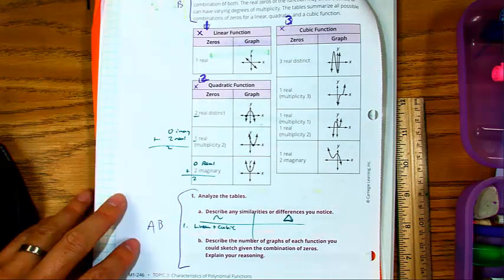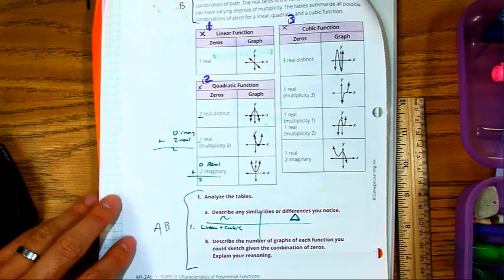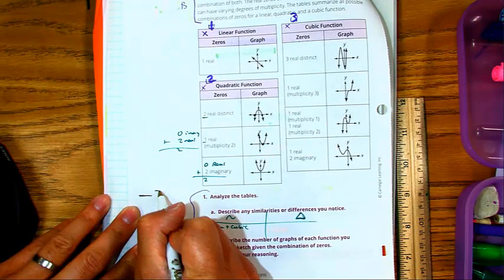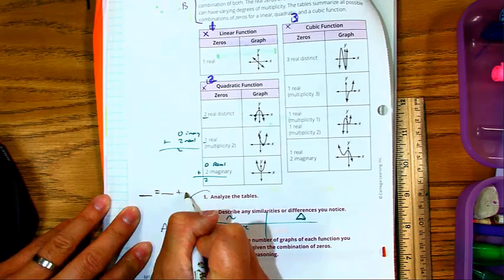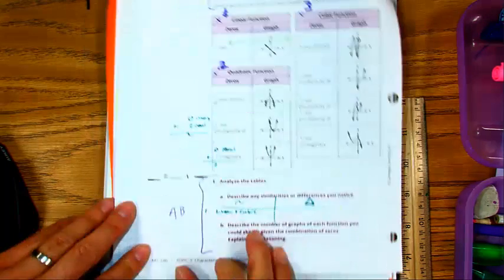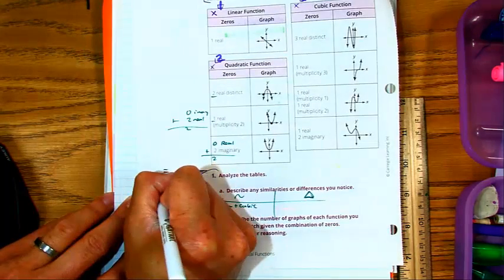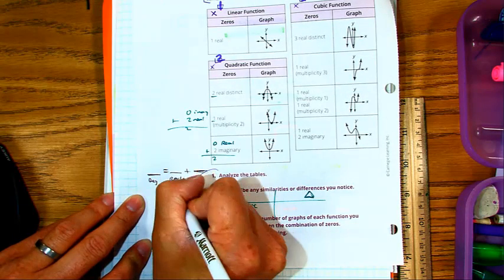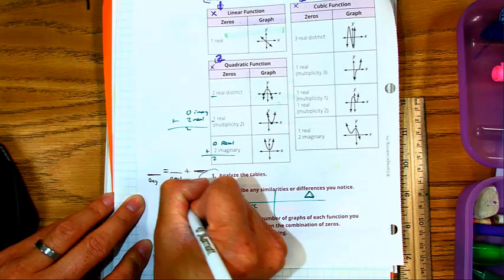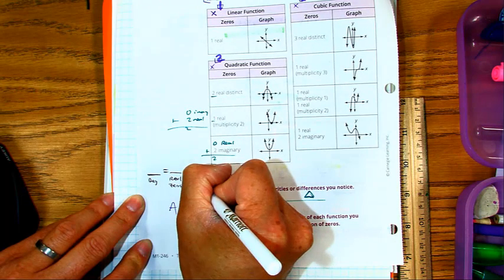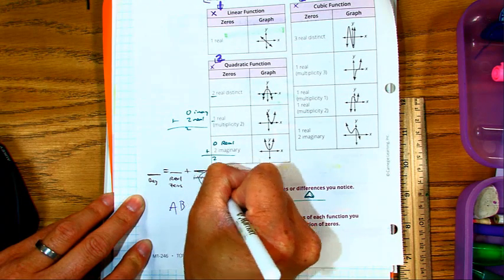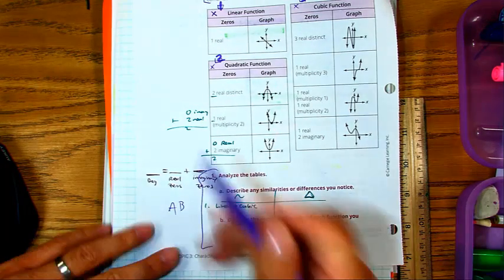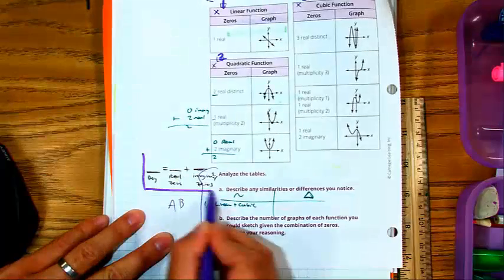Let's tell you the answer. Let's do it with blanks. So blank equals blank plus blank. The degree equals the real zeros plus the imaginary zeros. Let's draw a really big box around that. It's a formula you can use.